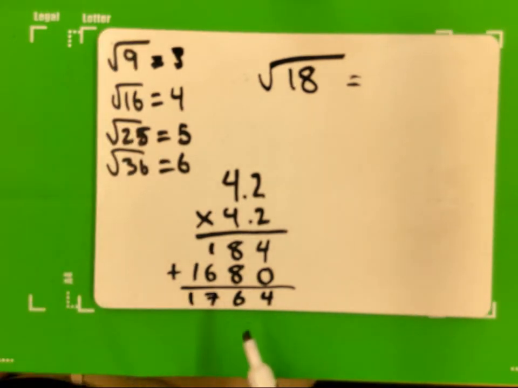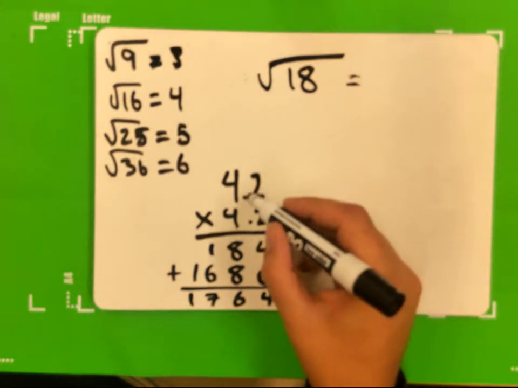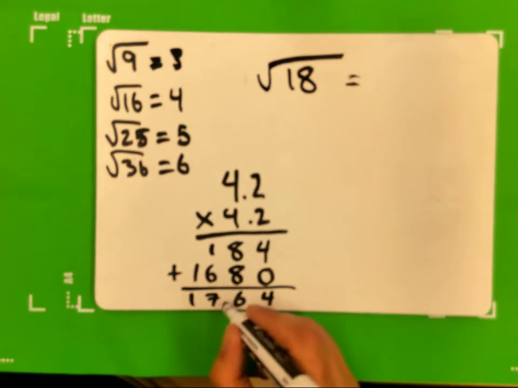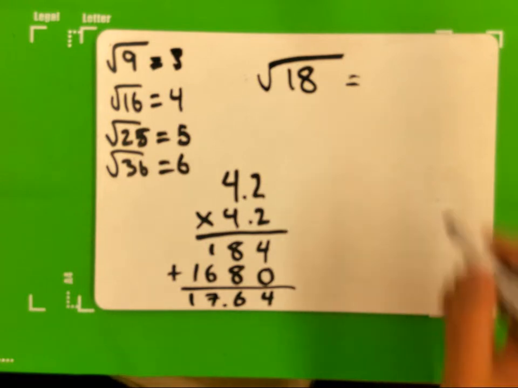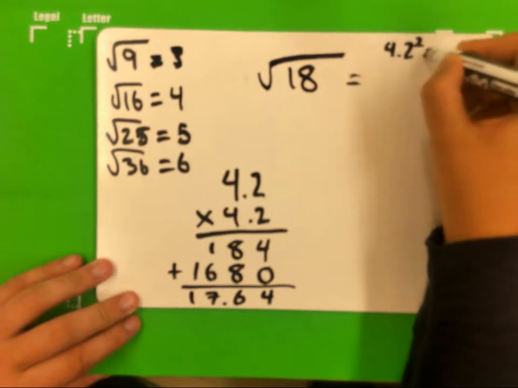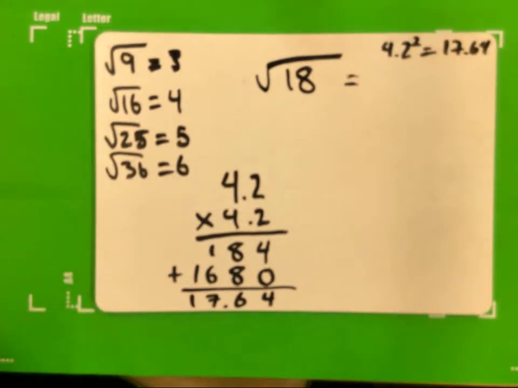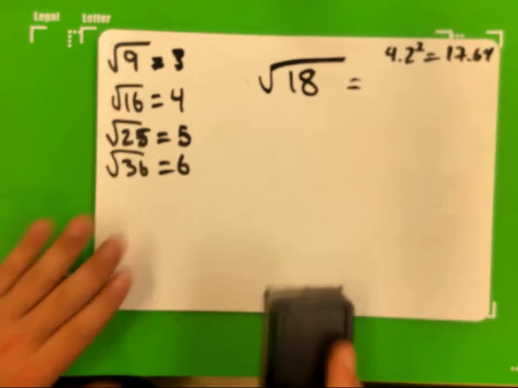Now, the answer is not 1,764, because we have two numbers after a decimal, so we have to have two numbers after the decimal in our answer. So we have 1, 2, and our decimal spot is going to go right here. So the answer is 17.64. I'm going to put up here in the corner that 4.2 squared equals 17.64. Since I'm doing this on a whiteboard, it's good to make sure I don't lose my numbers. If you're doing it with pen and paper, obviously you would just write it somewhere else.